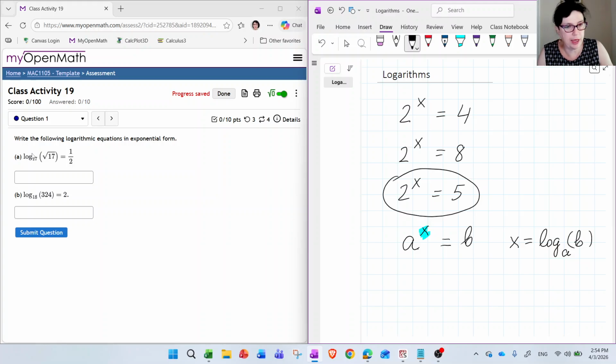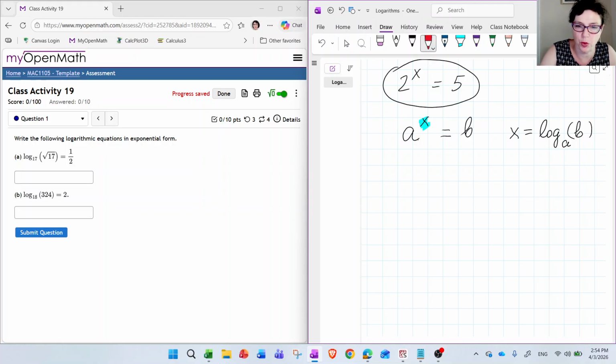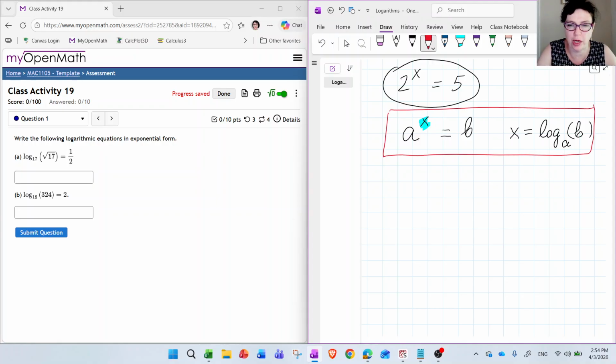Now, in these cases, all they're asking you is just to rewrite this in exponential form. So this is what I call the box again. And I suggest that you memorize it. It's not that hard to memorize, okay? But once you have it, it makes it so much easier to solve various questions.